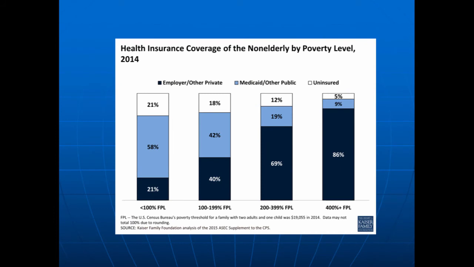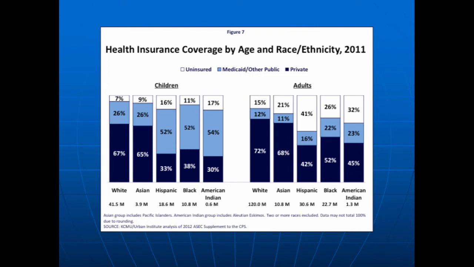In this slide, you can see insurance by poverty level. The poorest, at the left, are most likely to have public insurance, but also most likely to be uninsured. Coverage by private insurance rises with income. This slide shows that Hispanics are the most likely to be uninsured, followed by Native Americans and blacks.